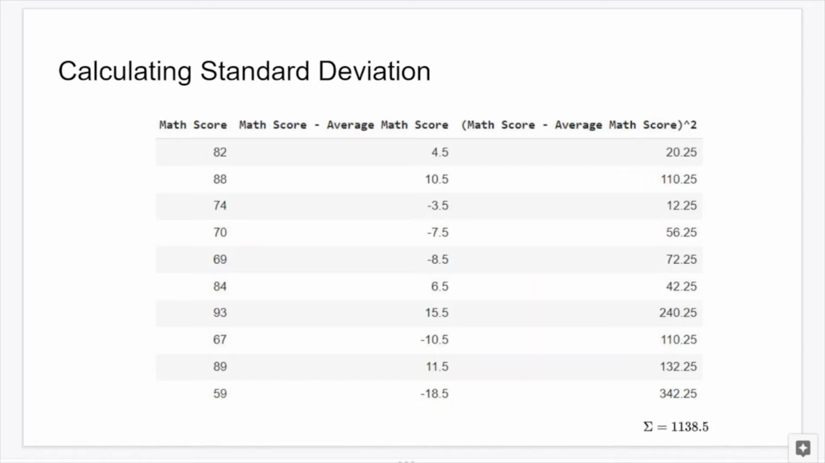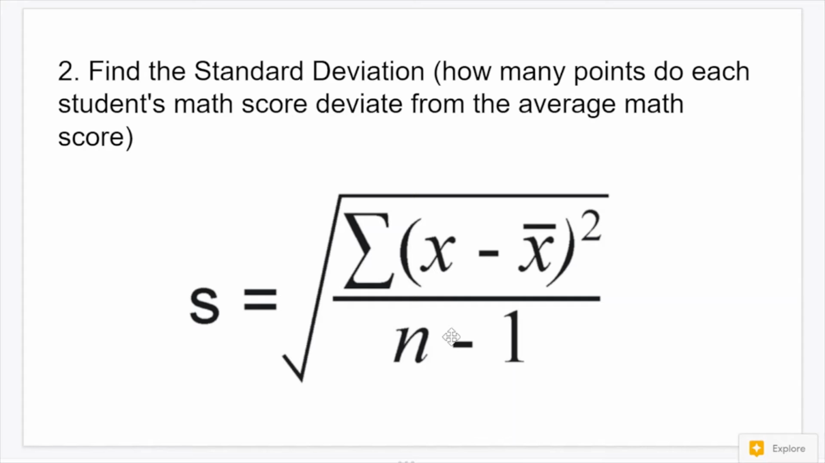Calculating standard deviation. So we have our first column, which is the math scores, right? So we have our 82, 88, 74, etc. Now, if we go back to our standard deviation equation, we can see that the most inner thing that we have is our x initial, so our x value, minus our x bar, which is our average or our mean, or 77.5, right?